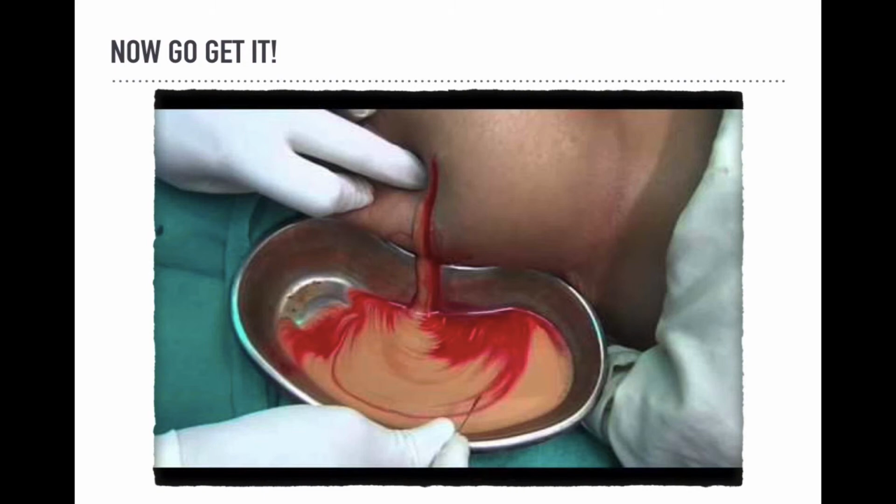So now you know how to treat people with soft tissue infections and foreign bodies with ultrasound. So go get it.